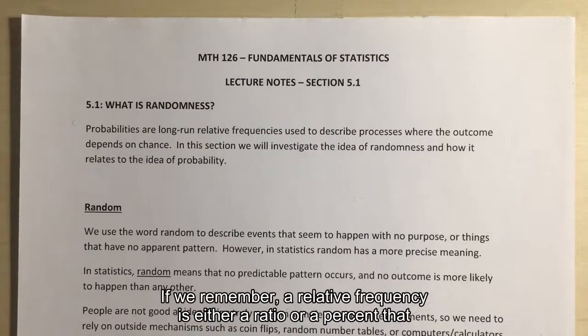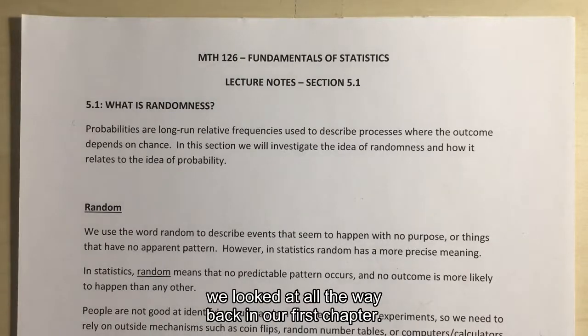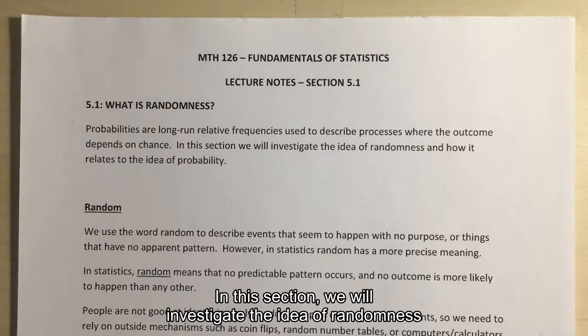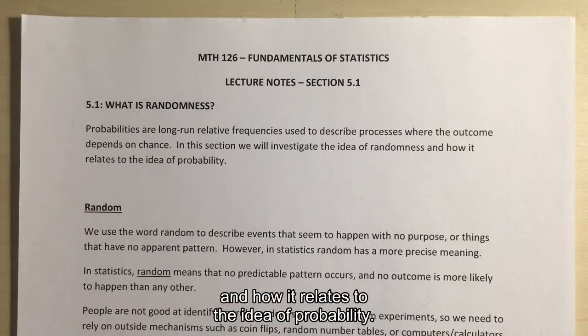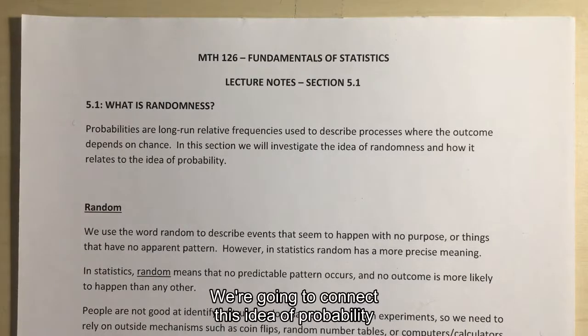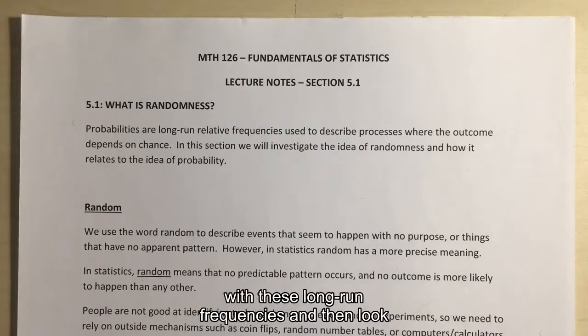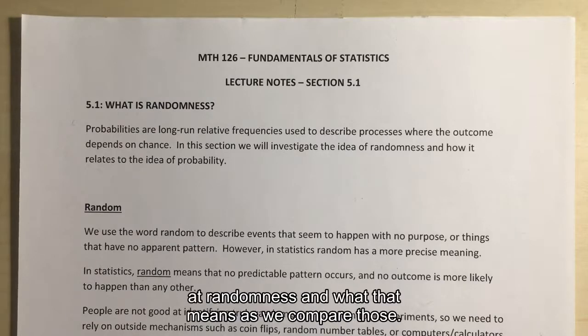If we remember, a relative frequency is either a ratio or a percent that we looked at all the way back in our first chapter. In this section, we will investigate the idea of randomness and how it relates to the idea of probability. So we're going to connect this idea of probability with these long-run frequencies and then look at randomness and what that means as we compare those.